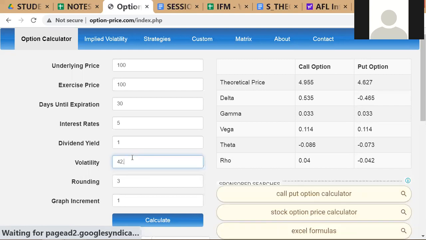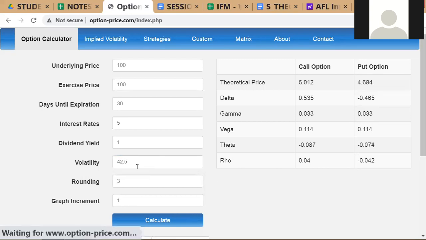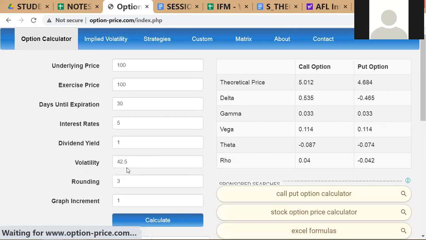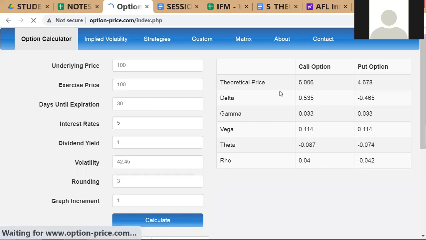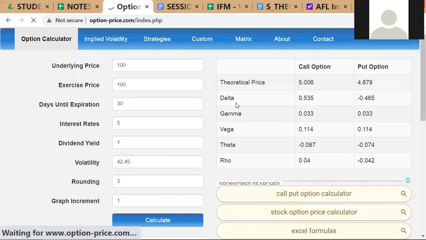So if I make it 42.5 maybe. Yeah, so we are almost there basically. So I should maybe make it 42.45 or something like that. That will bring us to almost $5. Now rounded up, we are at $5, right? So this is how you do it, okay?